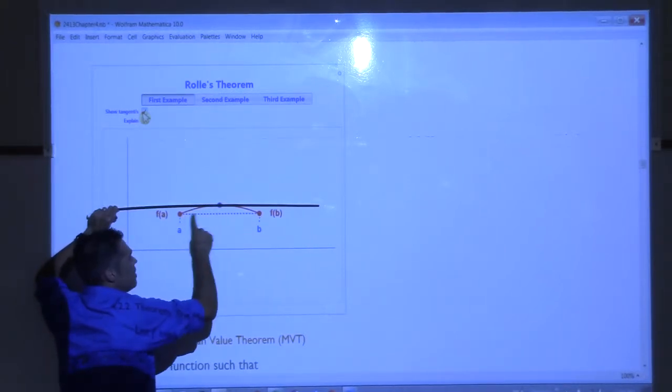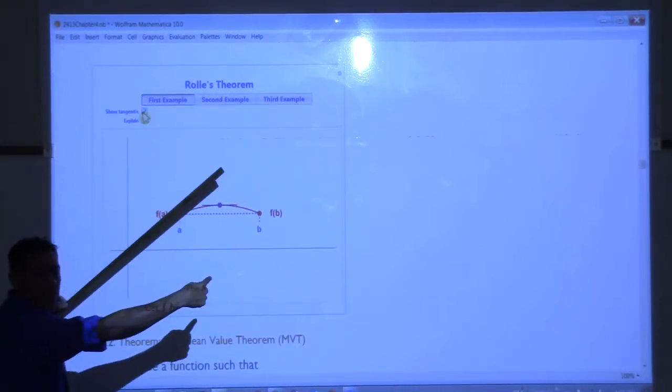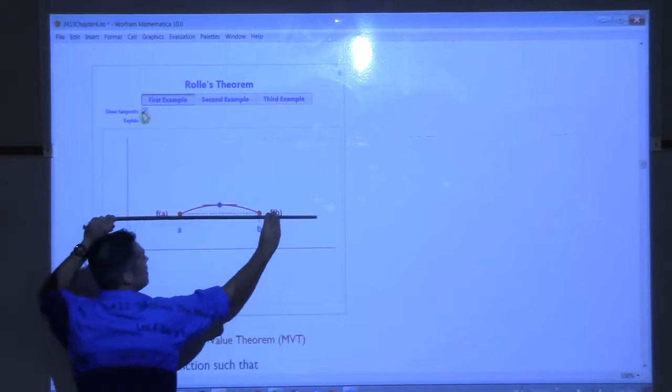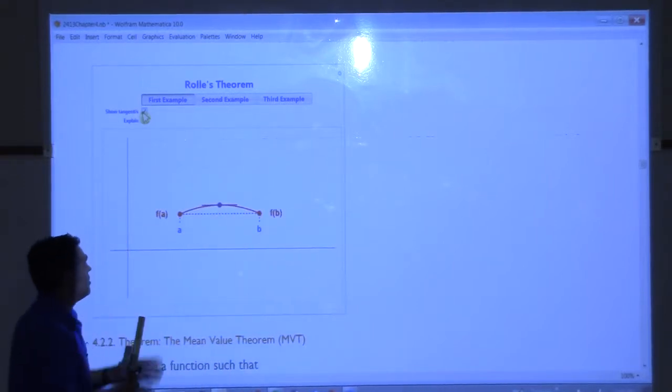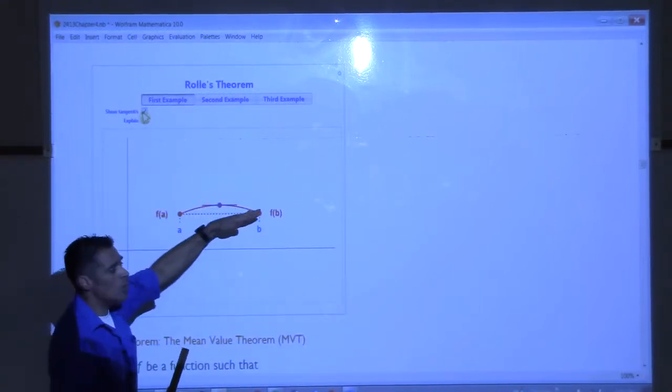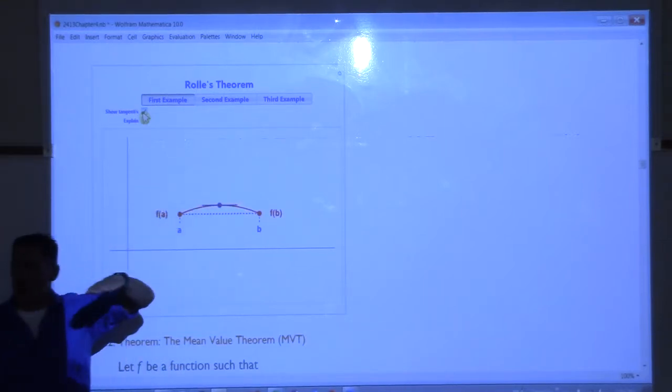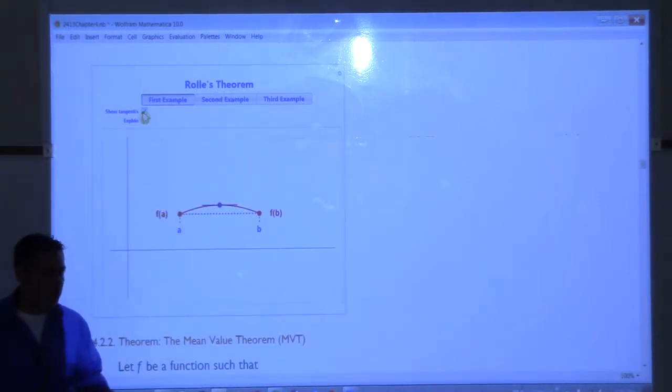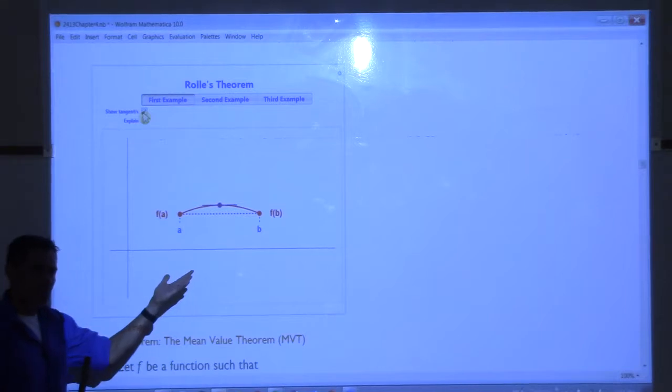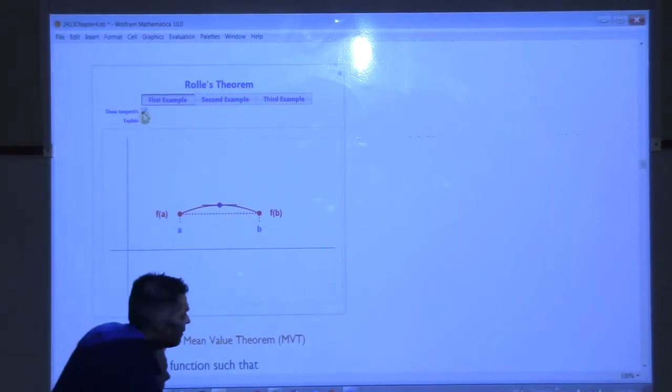So what is the slope of the line connecting these two endpoints right now? It's 0 because the two endpoints had the same values, right? So we know the slope of this line is 0. Rolle's theorem says somewhere in here, you've got to have a tangent line that has a slope of 0 also. Does it make sense that that would be true? Okay, let's look at a different example.